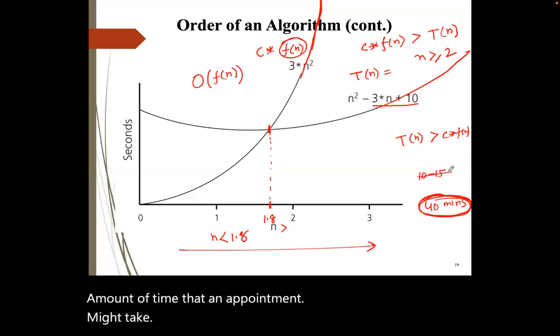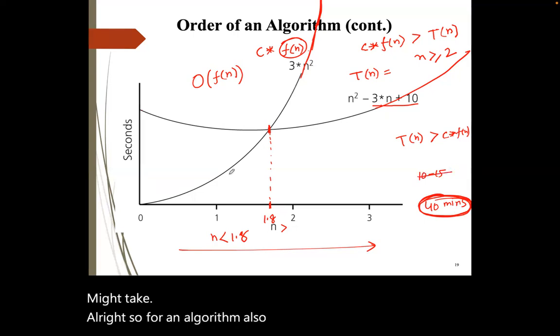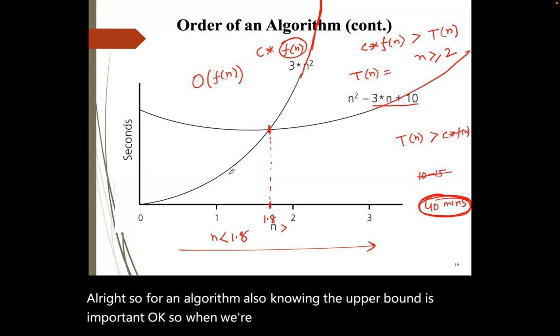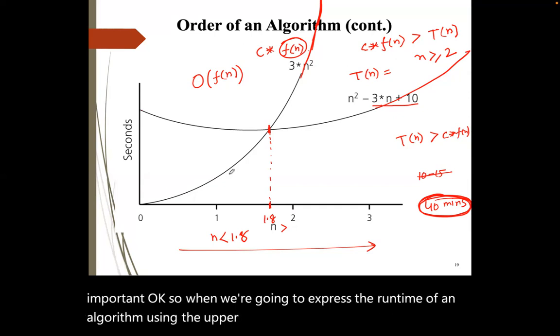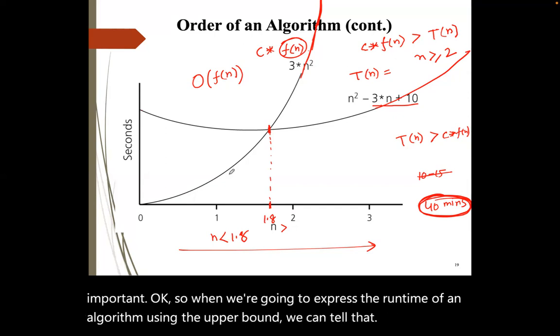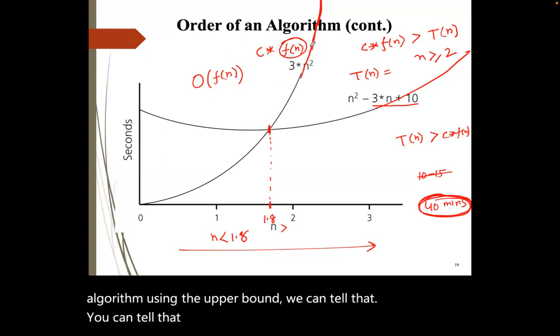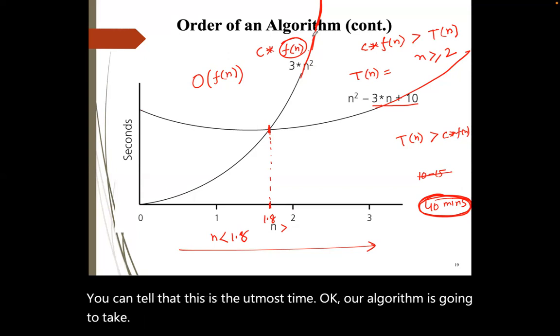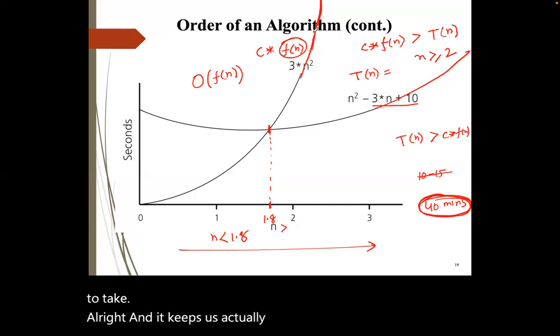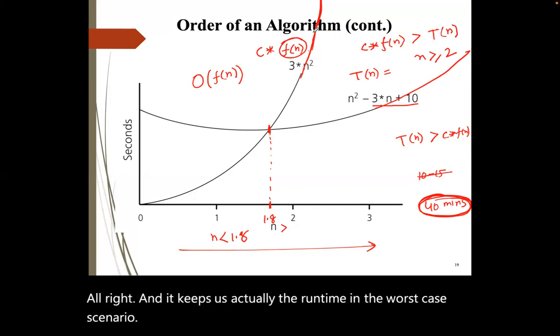For an algorithm also, knowing the upper bound is important. When we express the runtime of an algorithm using the upper bound, we can tell that this is the at most time our algorithm is going to take. And it gives us the runtime in the worst case scenario.